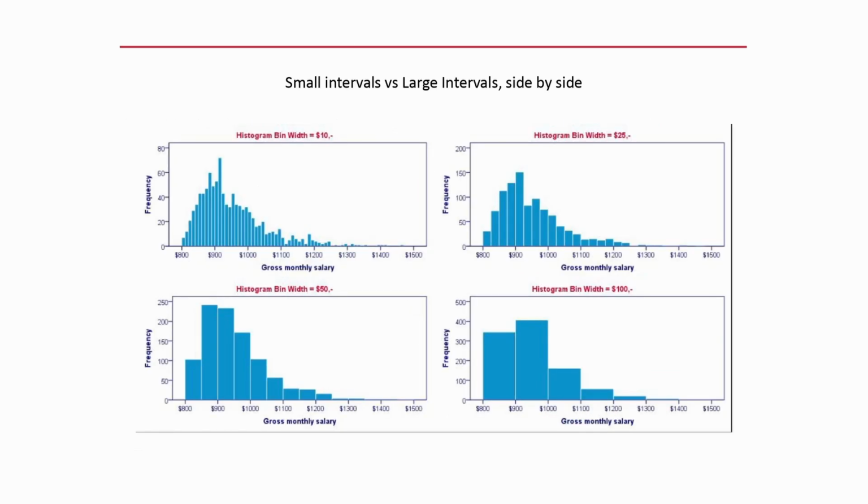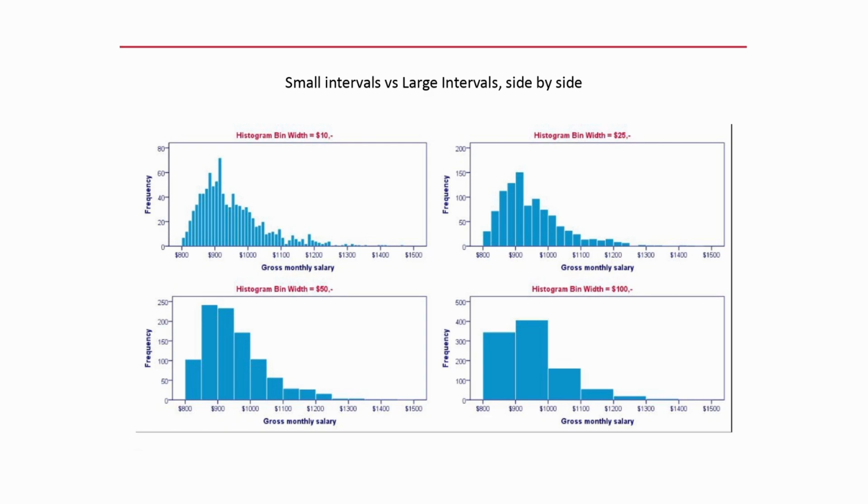So I've grabbed some data about salaries and I've made histograms, but with different sizes of bins. In the top left, I've used a bin size of $10, in the top right, $25, the lower left, $50, and the bottom right, $100. And now you can visually see the difference. In the upper left, where the bin size is small, you get the most amount of bars. So really fine-grained detail. You can tell the difference between even the smallest change in salaries.